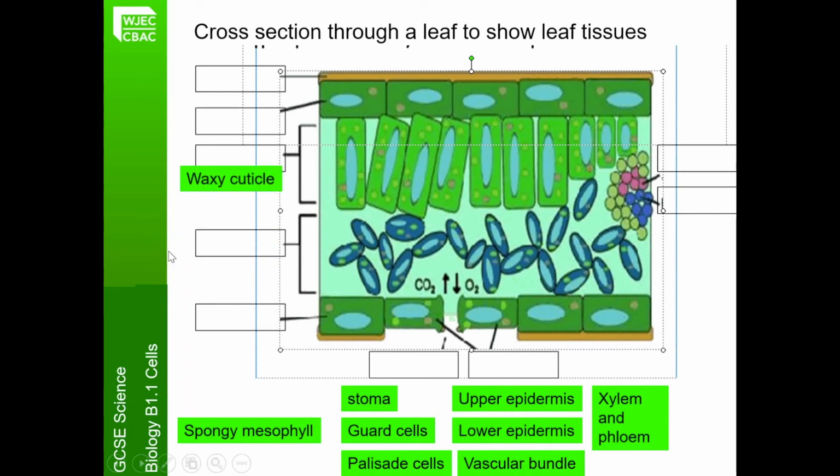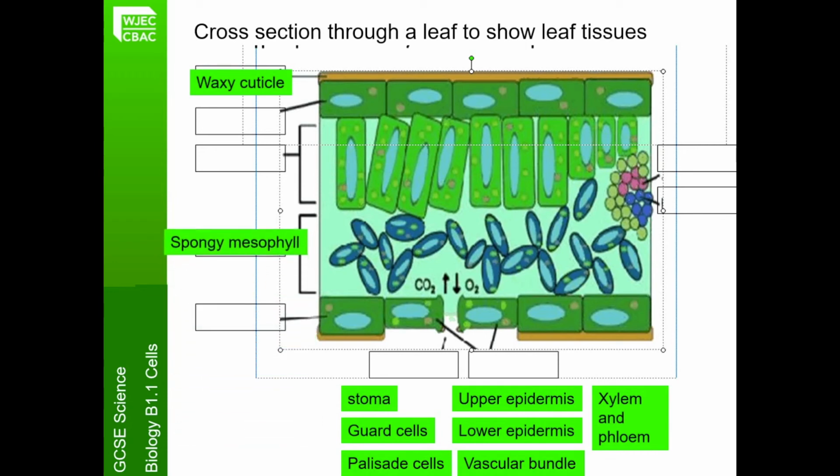So we should have on the very top surface a thick waxy cuticle. This helps to prevent water loss in our leaves, and some leaves have thicker, waxier cuticles than others. So for example, holly leaves at Christmas, really dark green, glossy, waxy surface to their leaf. We have this layer down the bottom here where there's lots of spaces. This is what we call our spongy mesophyll.